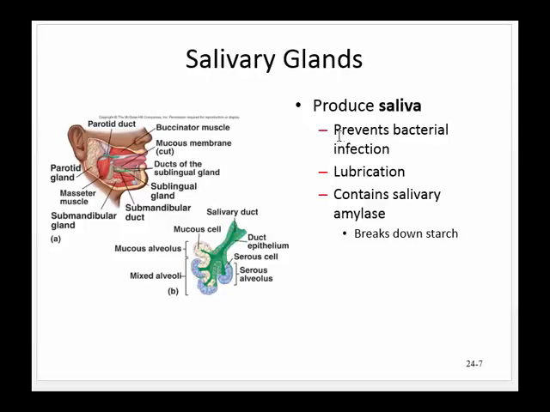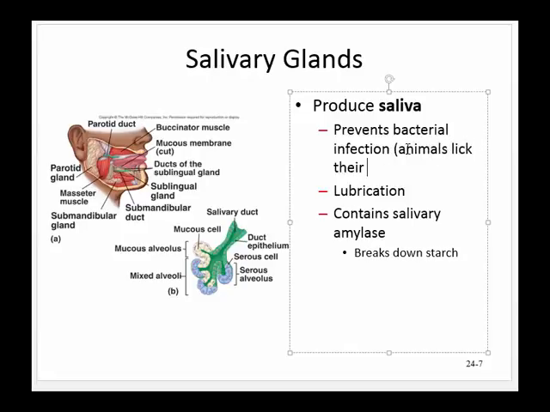What it does is it's actually antimicrobial, so it prevents infection. And one of the examples of this, if you think about animals when they lick their wounds, this is actually providing an antimicrobial benefit to the wound itself. Saliva also helps to lubricate the mouth, lubricate the food that we're chewing, and make it easier to swallow.